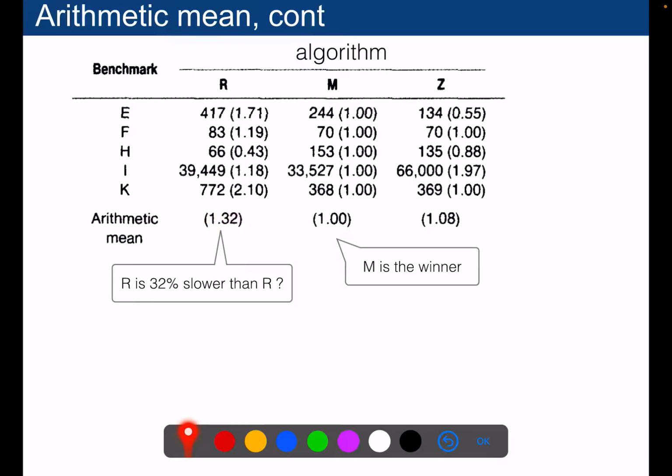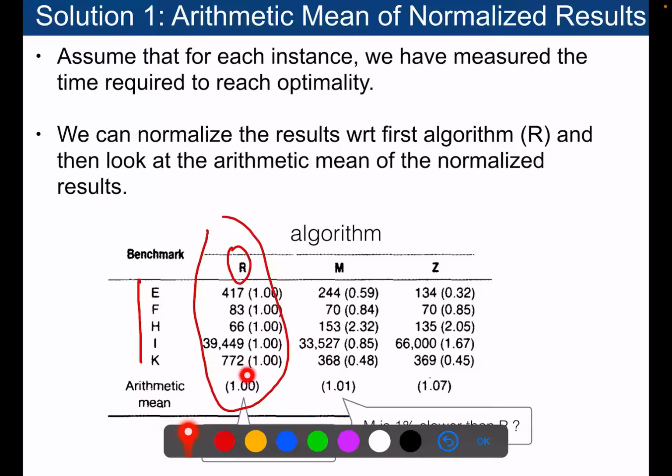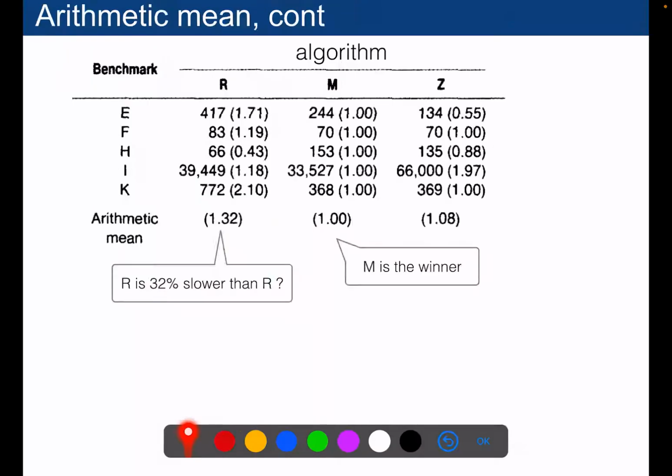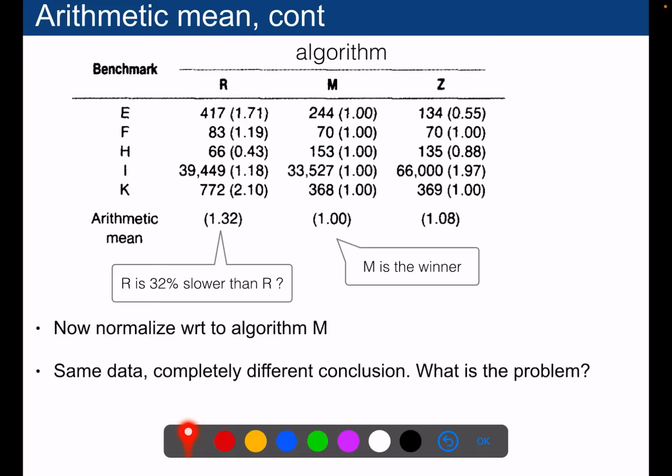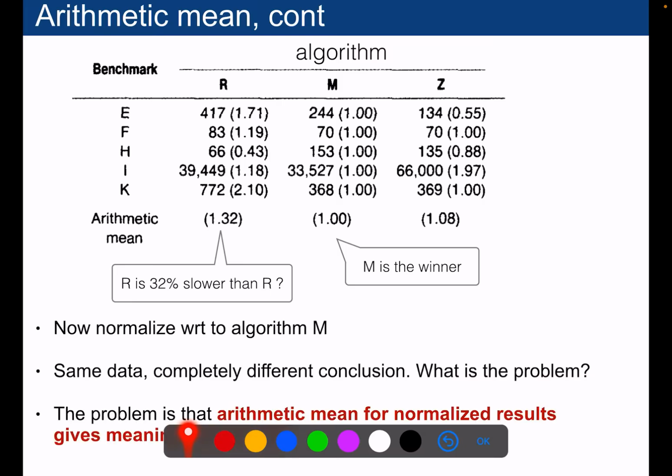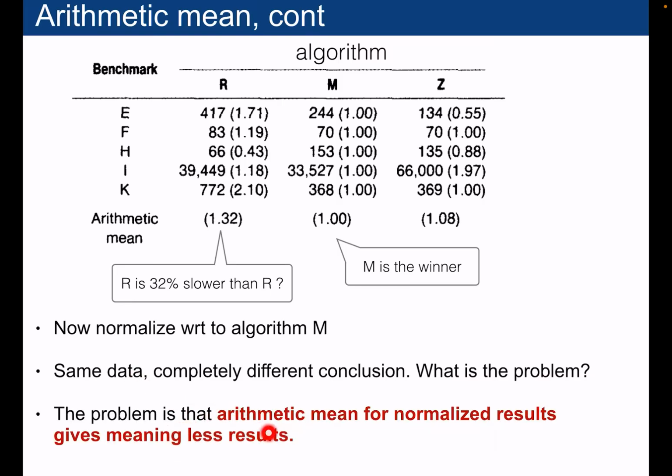In the previous slide, we concluded that it was the best one, and now this one is the slowest one. So this is what happens if we normalize according to algorithm M, and we reach different types of conclusions. So what is the problem here? The problem is that the arithmetic mean that we use for aggregating the normalized results gives meaningless results.